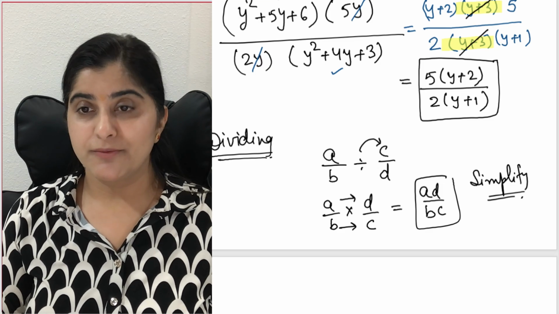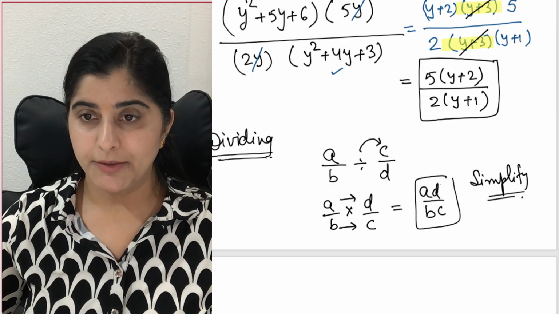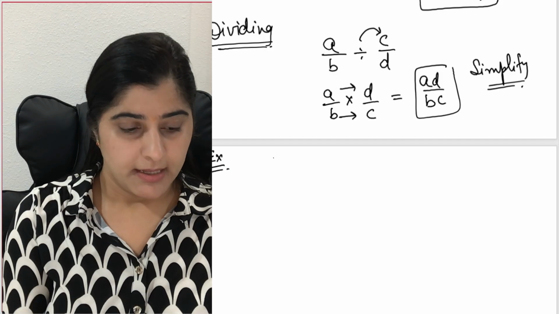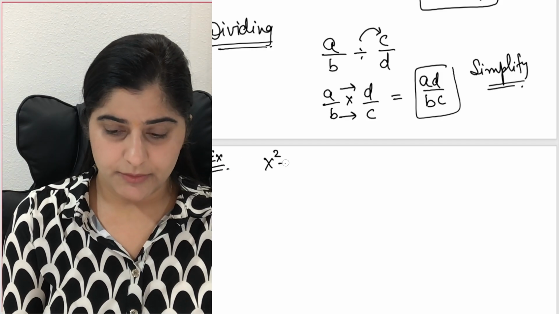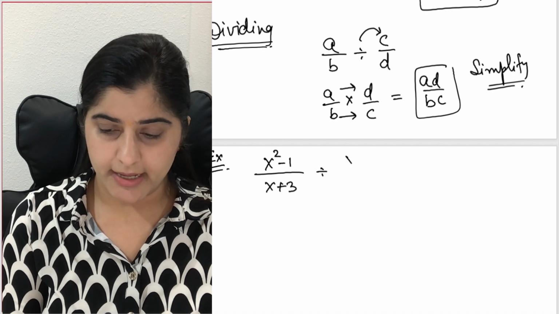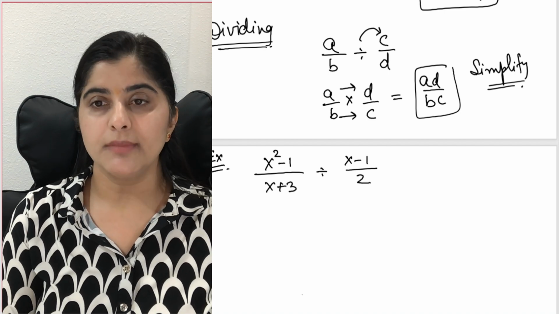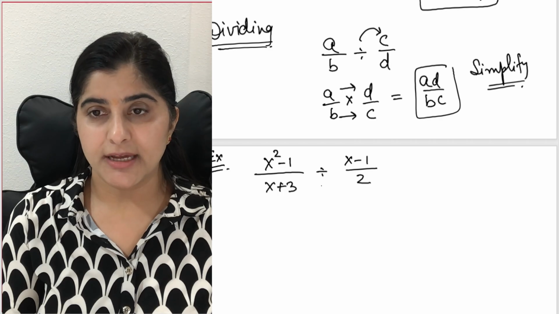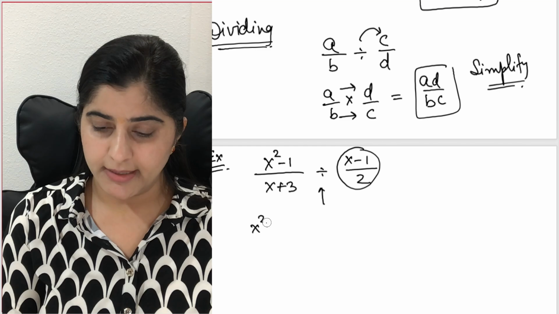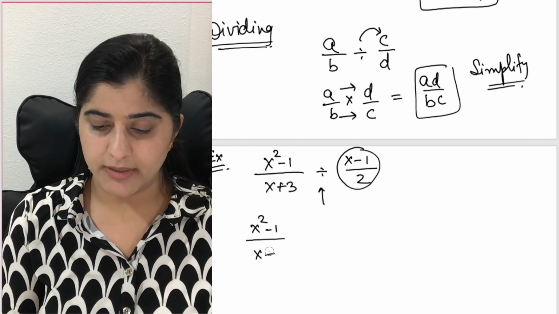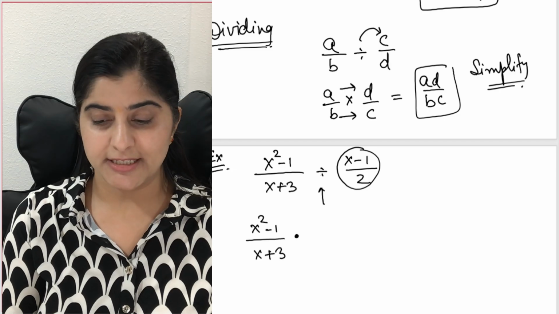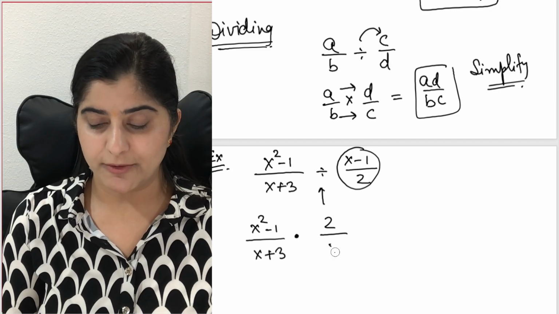So let's do one practice problem where we will use division. Let's do this example: (x squared minus 1) over (x plus 3) divided by (x minus 1) over 2. So first change this division sign to multiplication and flip this fraction. So we will write this as (x squared minus 1) over (x plus 3) times, I'm going to use a dot for the times, I change the division sign to multiplication and I'm going to flip the fraction.